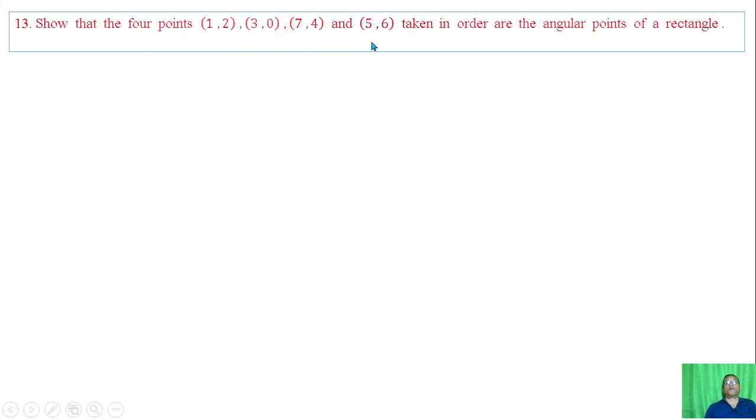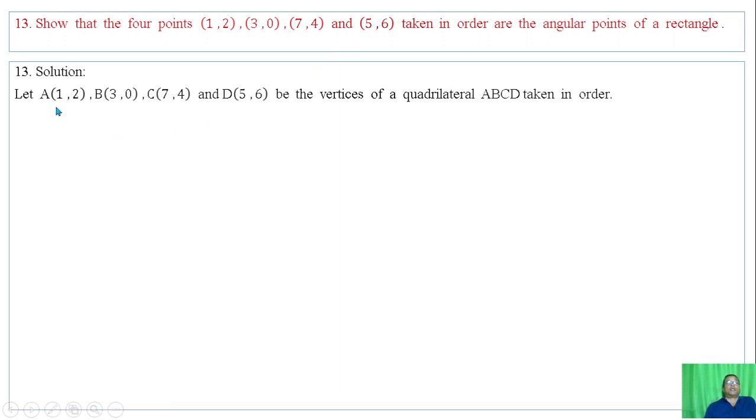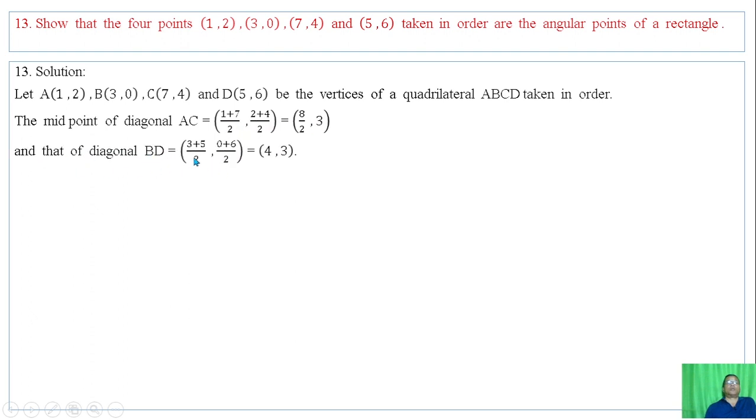Question 13. Show that the 4 points taken in order are the angular points of a rectangle. Let A denote the first point, B the second point, C the third point, D the fourth point. Let them be the vertices of a quadrilateral ABCD taken in order. The midpoint of diagonal AC using the midpoint formula we have this, and that of diagonal BD using the midpoint formula we get (4, 3).